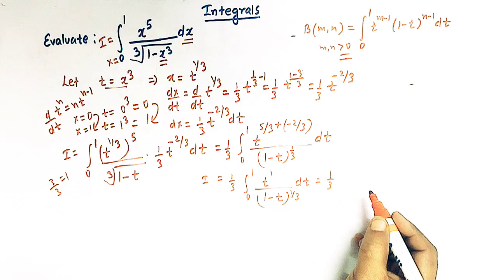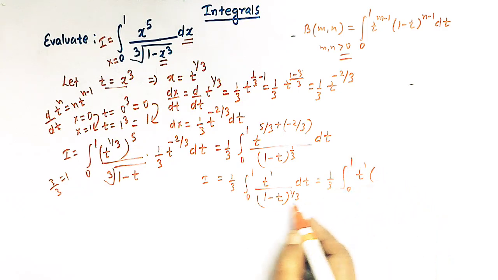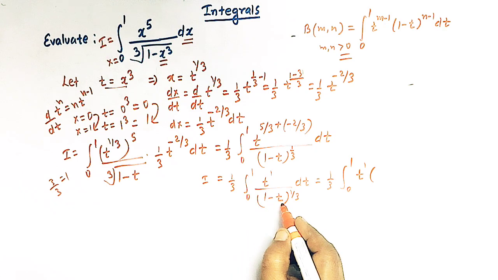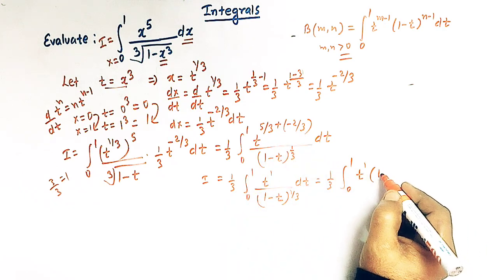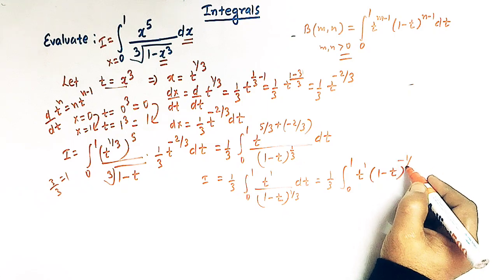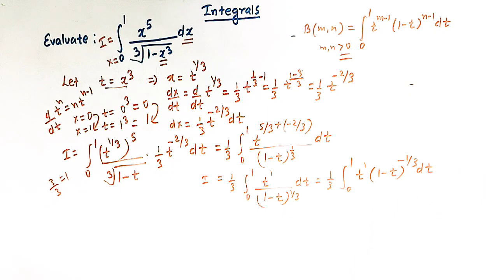Now we can write 1 over 3, integral from 0 to 1, t raised to 1, and we can take 1 minus t raised to 1 by 3 to the numerator. We have 1 minus t raised to minus 1 by 3, and here we have dt.